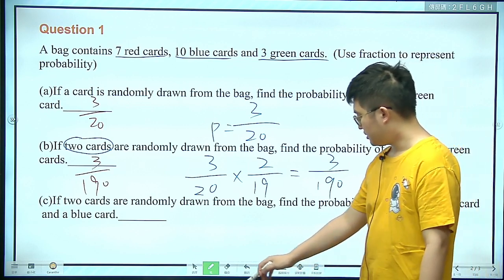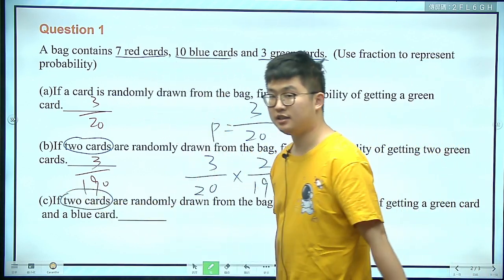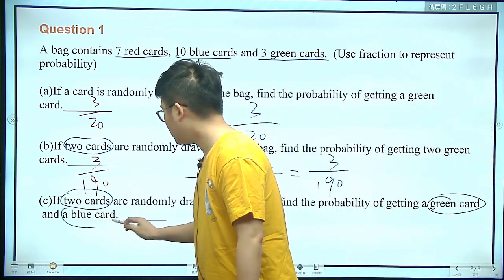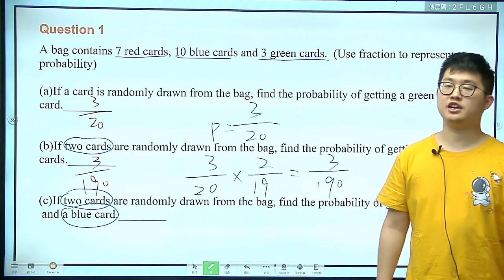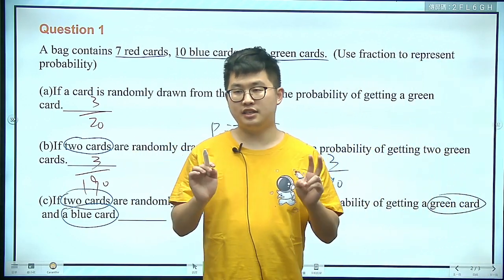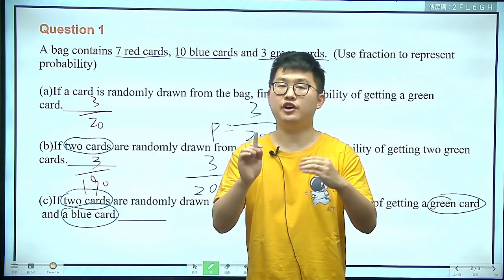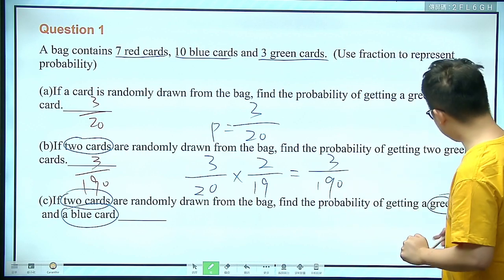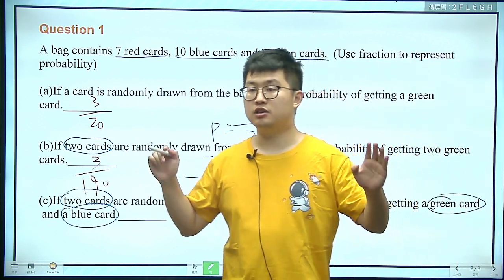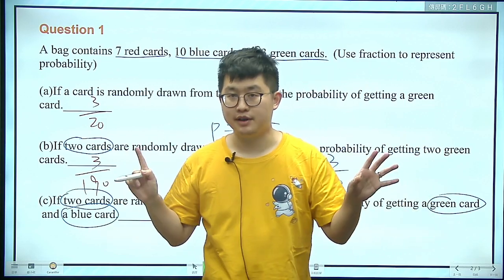Now the third question, still 2 cards, but this time a green card and a blue one. Still, we have 2 steps, so we still calculate the probability for each step. But in this question, we need a green card and a blue card. Do we know which card comes first? We don't know.